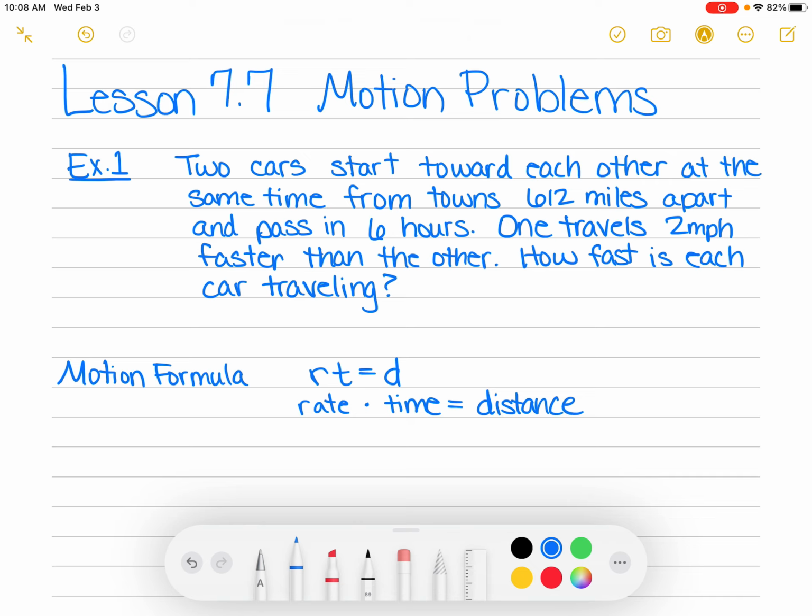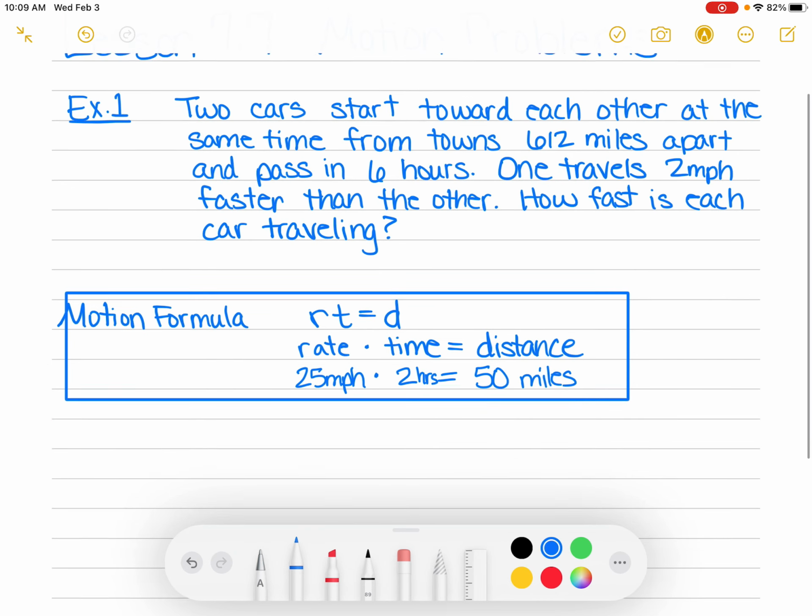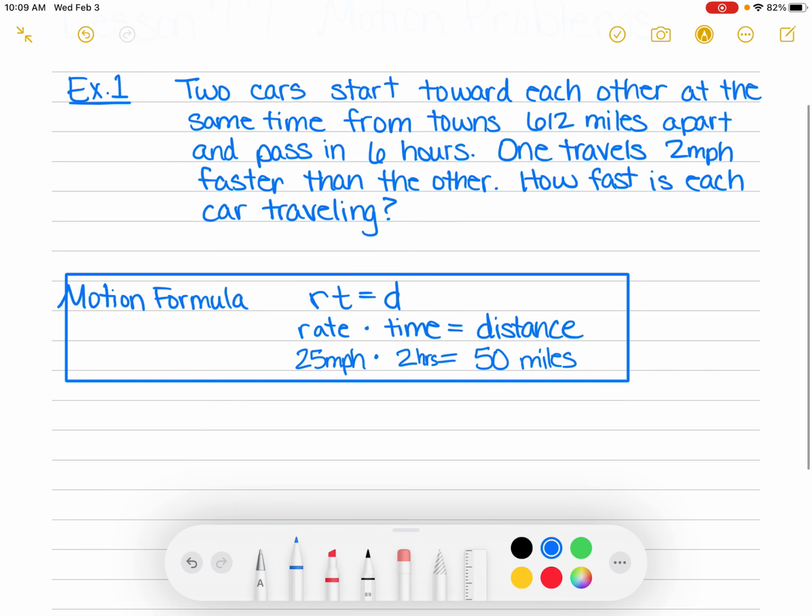So in other words, if I'm going 25 miles per hour and I go for 2 hours, then I'm going to have gone 50 miles. Okay, so that's what that means. Okay, so we're going to use this to solve our problems today. Okay, so let's go back up to the car problem. I should have written this up at the top before I wrote all that.